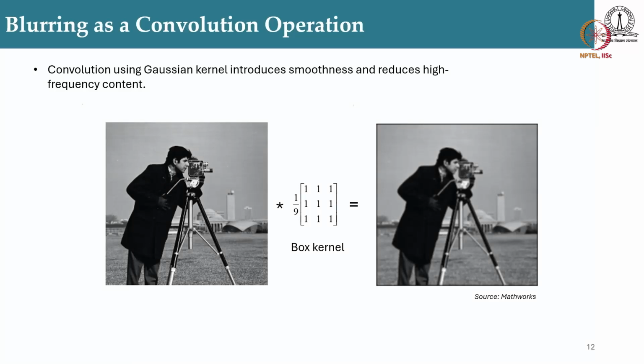This is an example with the box kernel. Here the intensity is uniformly distributed within the blur kernel. So this is also again kind of a moving average kernel, and you can see it leads to blurring in this fashion. You can increase the strength of this kernel by changing the size of the blur kernel.